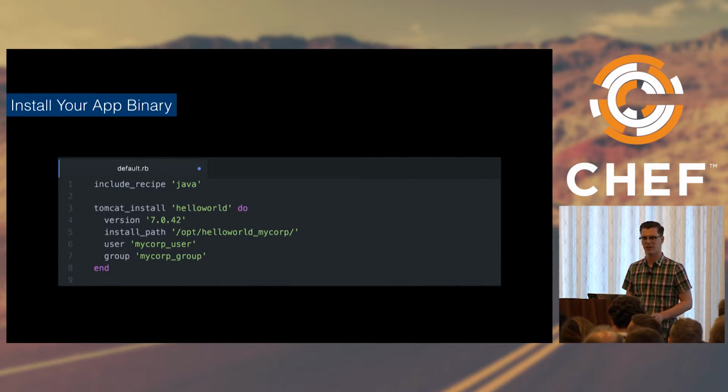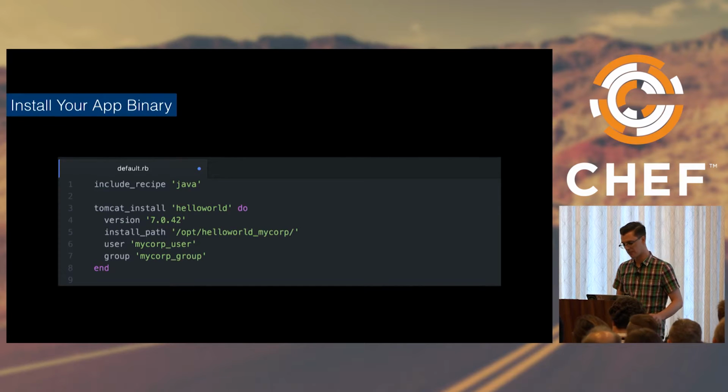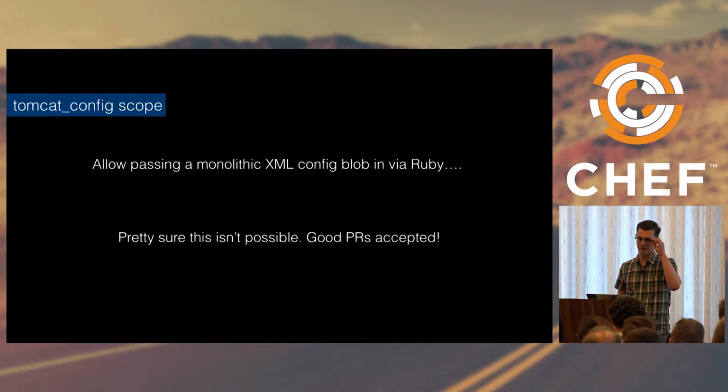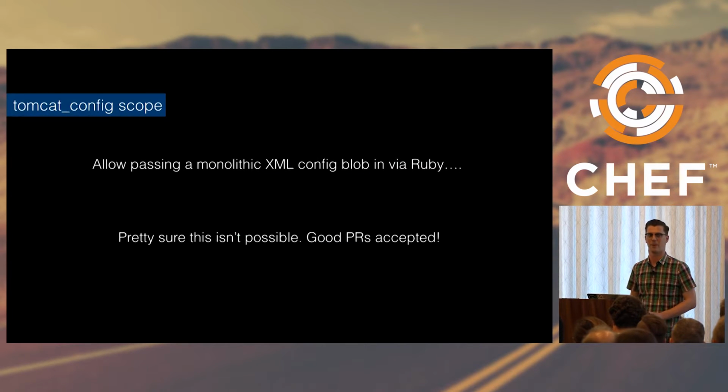The install path and whatnot will probably be defaults, but I want to make sure it works, so I'm going to give non-default stuff here because we're writing a test. And then we have the Tomcat config. And this is kind of where things stop, right?